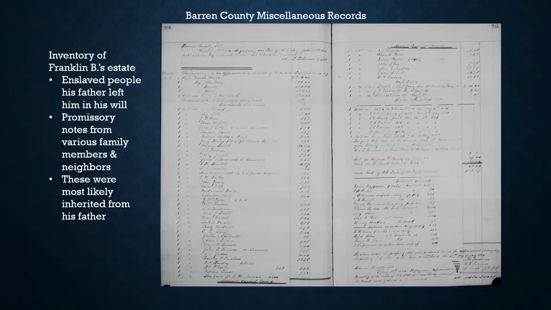So this is an inventory of her brother's estate, and this is just in the Barren County miscellaneous records. It's the enslaved people that his father left in his will, which is why these types of records are what we tell people to look for when they're doing African American research, these probate and inventory records, because you can find a lot of people in them. His estate is also promissory notes from various members of his family and the neighbors, and these were most likely ones that he inherited from his father.